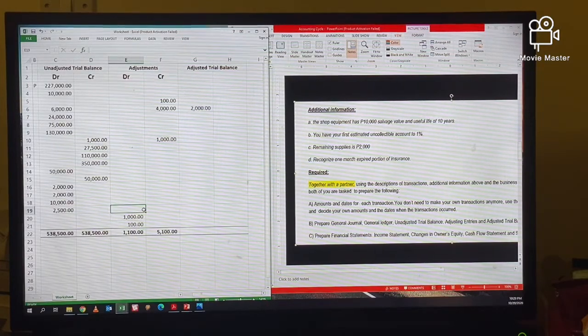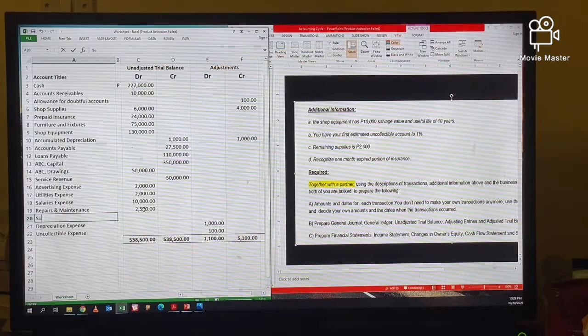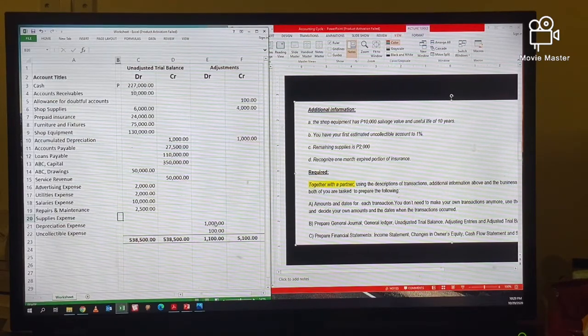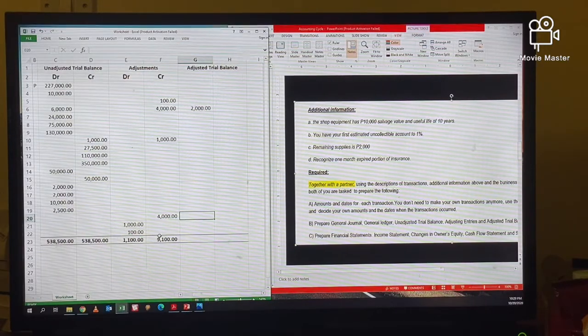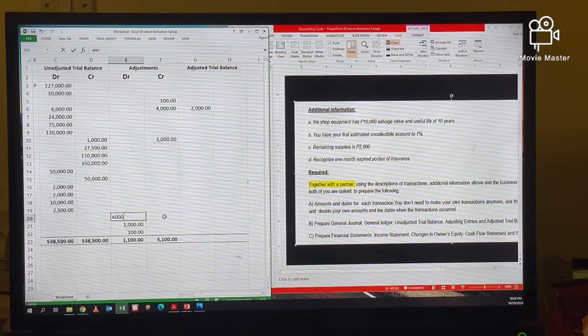4,000. So, anong debit mo? Yun na yung supplies expense. Okay, so meron kang supplies expense. Nag-increase yun. So, debit 4,000. So, debit side, 4,000. So, mapapansin nyo yung adjustments natin, lagi yung nagtutotal kapag natatapos na tayo sa isang entry. Okay.